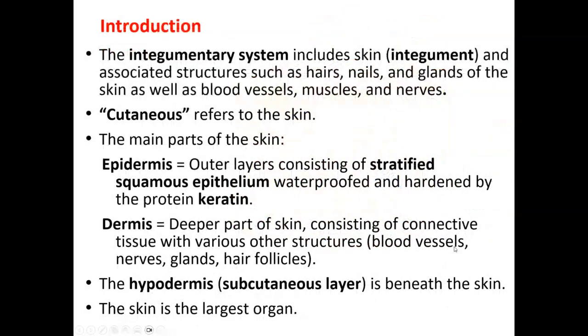Okay, the words integument and cutaneous both mean skin. We'll look in more detail at the epidermis, but it's stratified squamous epithelium, so many layers of thin flat cells. And those skin cells have keratin in them. That's the same kind of protein that makes up hair and fingernails, but it makes skin cells tough and waterproof.